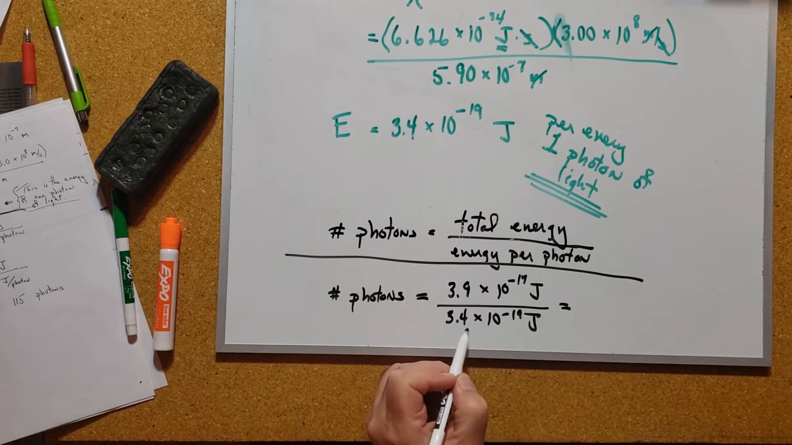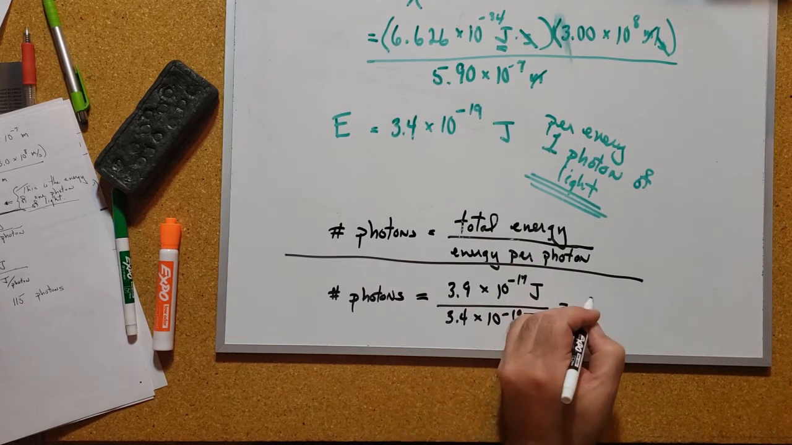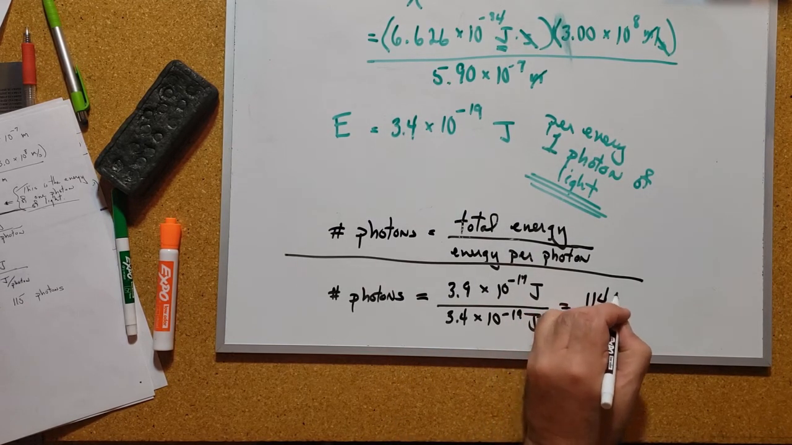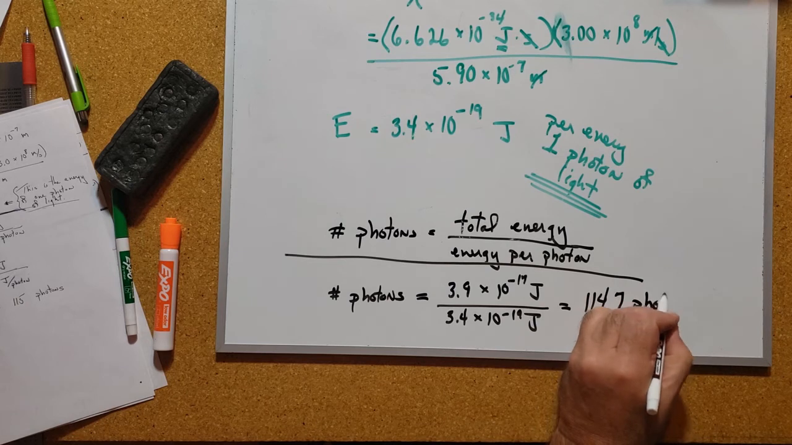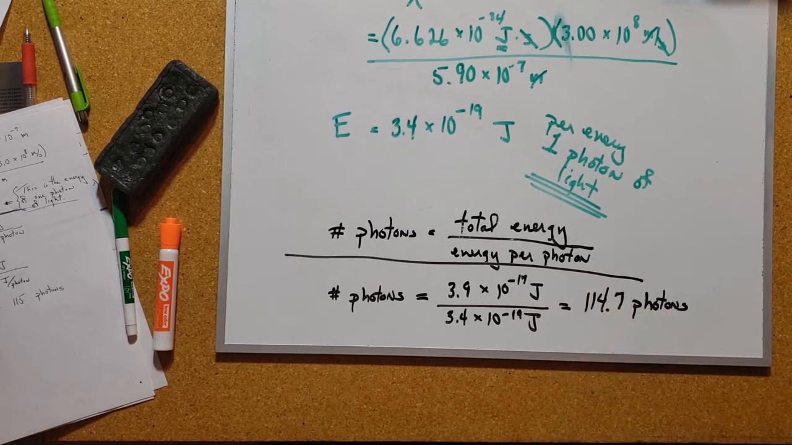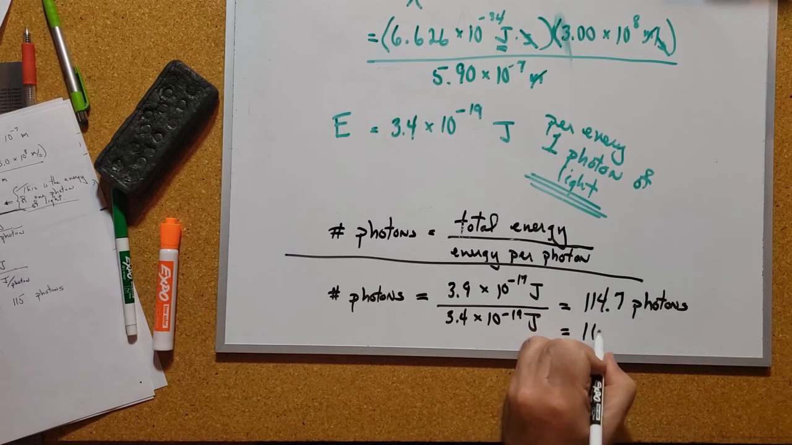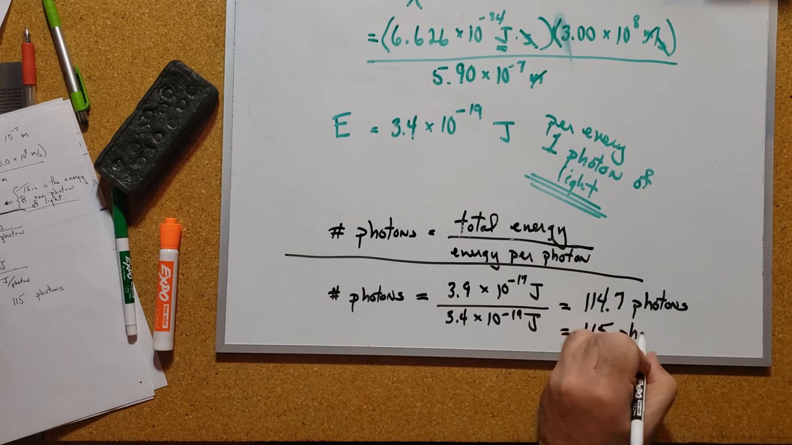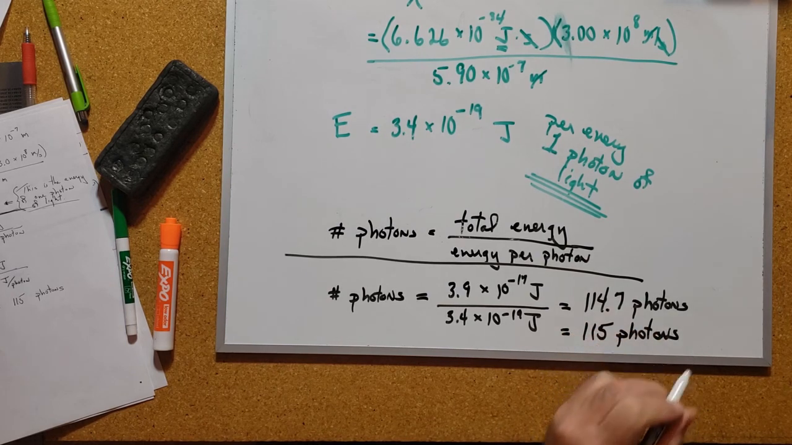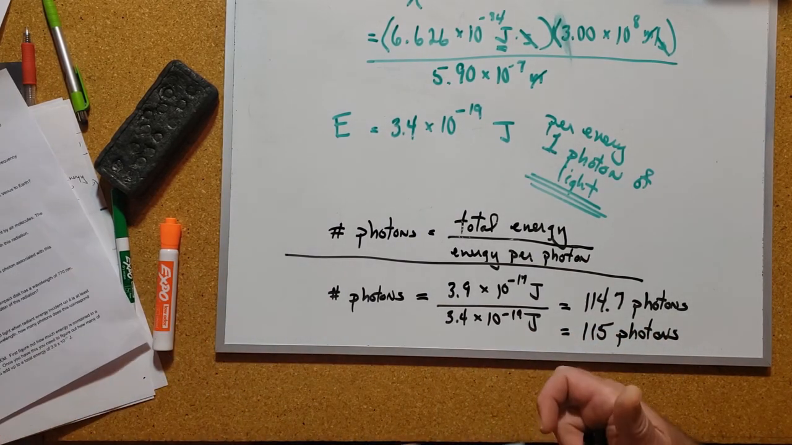Just do this division, and you get 114.7 photons. Right? Now, you can't have 0.7 of a photon, so we'll just round up to the nearest whole number, which is 115 photons. And that's it for number 6.